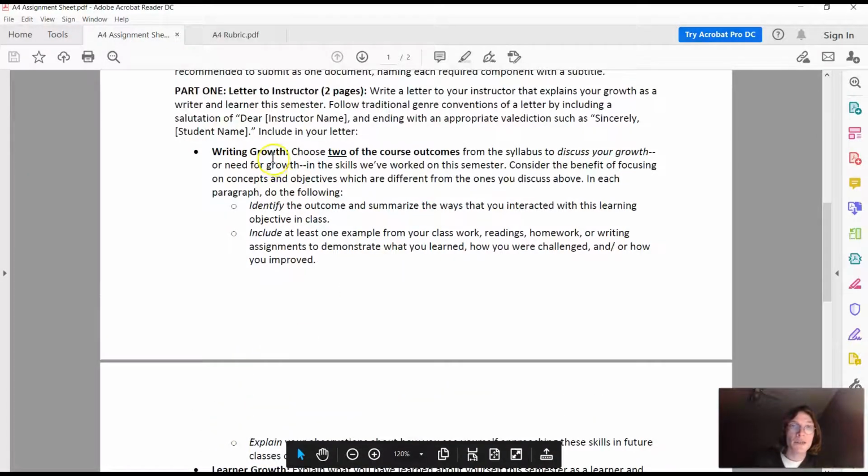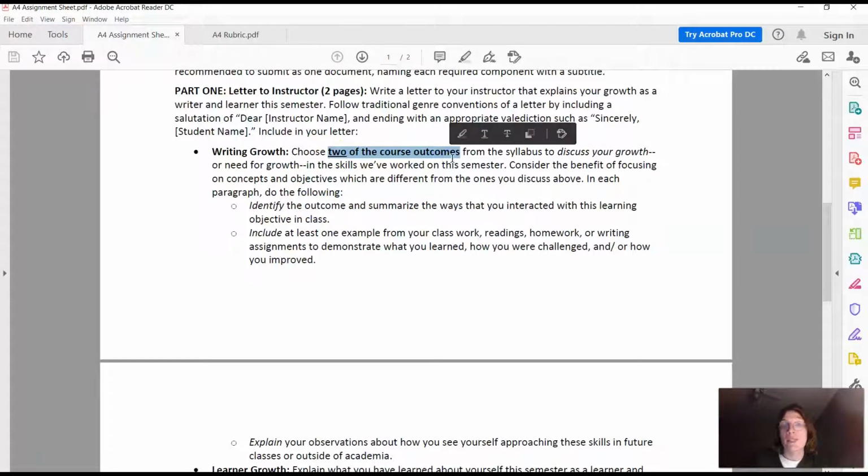For this first section on writer growth, you're going to go over to Canvas and look at the document that says course outcomes, and I'll pop over there in a second. These course outcomes are also in the syllabus that I distributed at the beginning of the semester, but you're going to choose 2 of these and discuss and reflect on these. Discuss your growth or need for growth in the skills we've worked on this semester.